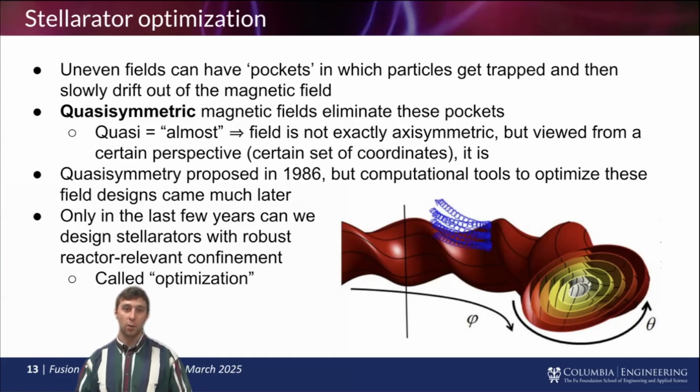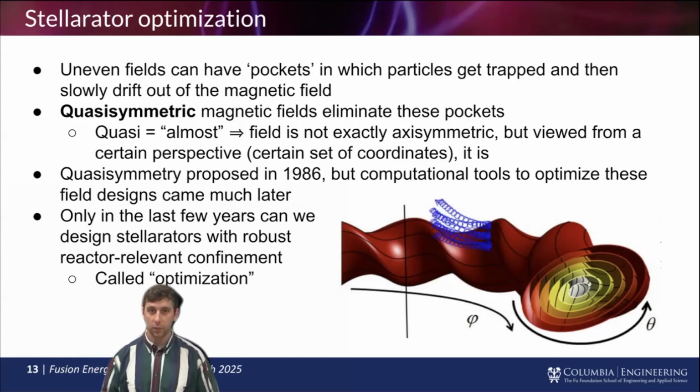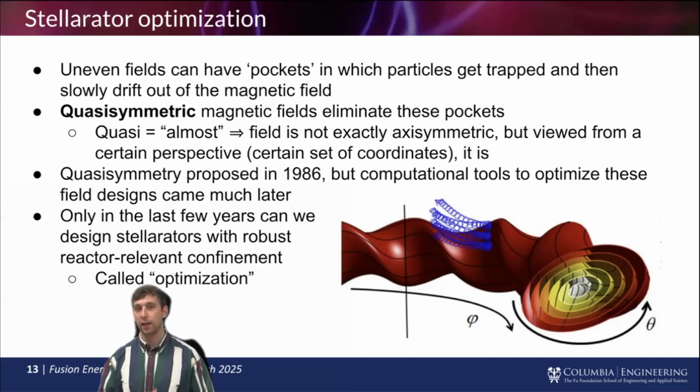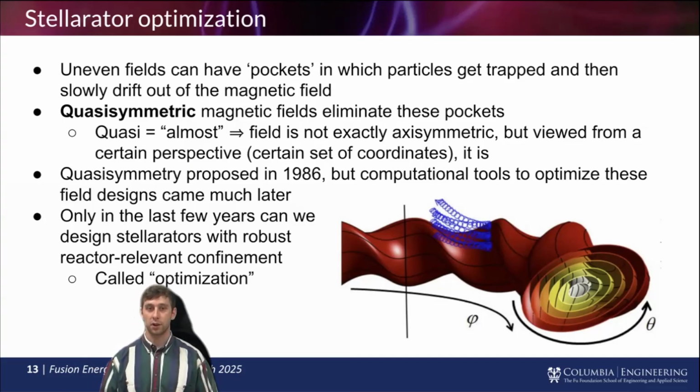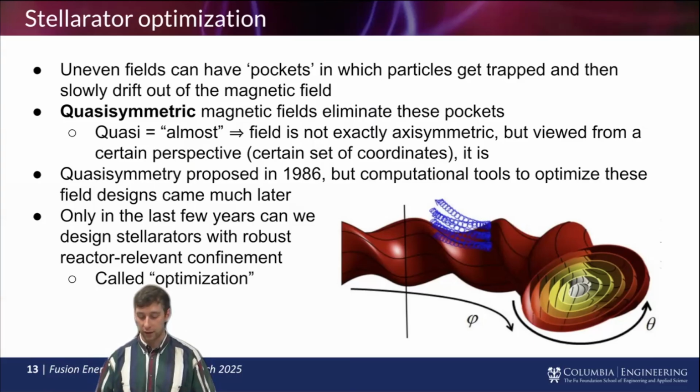Quasi meaning almost, and the term quasi-symmetry indicates that even though we're not toroidally symmetric in the way that a tokamak is, if you take a certain set of coordinates or look at your device from a certain perspective, then you do recover a level of symmetry that helps the field not have these pockets of low strength that leads to particles leaking out. So this idea was proposed in 1986, but even to this day, even the last few years, computational tools are still advancing to the point that they need to be at in order to really take full advantage of this idea.